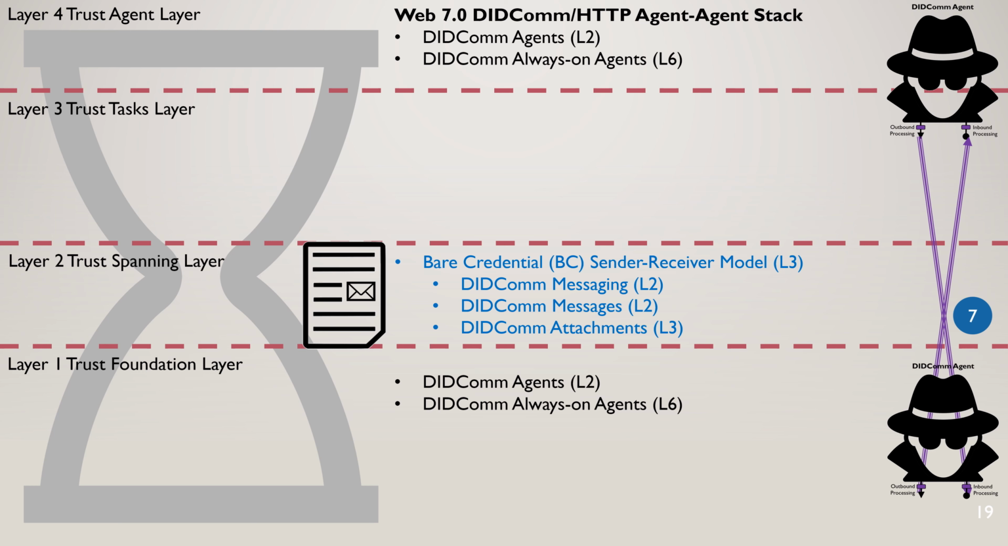Of course, all of these are running, quote, DIDComm, but we don't like to use that word by itself. More specifically, they're using the bare credential sender-receiver model. And this is a foundational protocol. This is part of the trust spanning layer for Web 7.0. It is only reliant on DIDComm messaging, DIDComm messages, and DIDComm attachments.